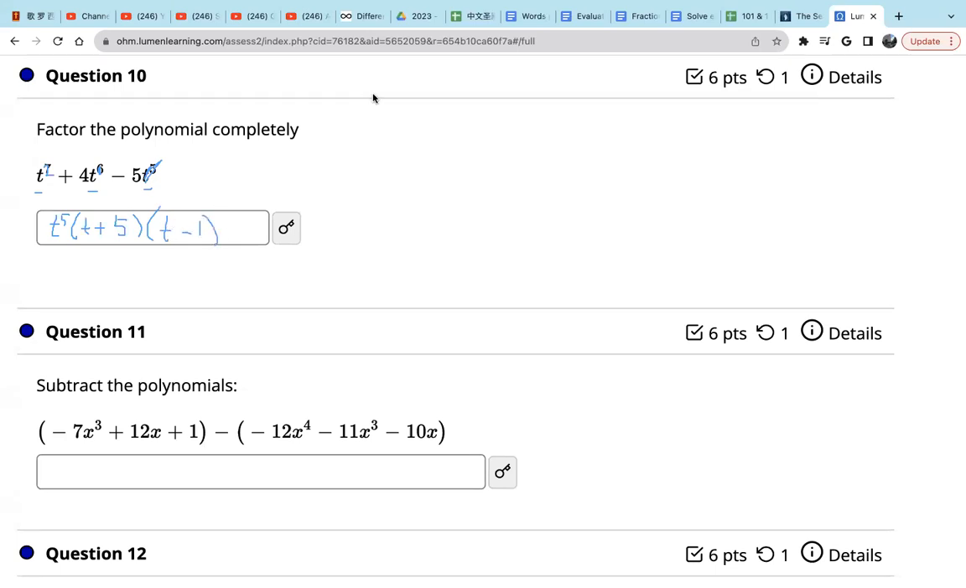We can check. How do we check? We do t times t is t squared, 5 times -1 is -5, like this term. Then 5t minus 1t, that's 4t.